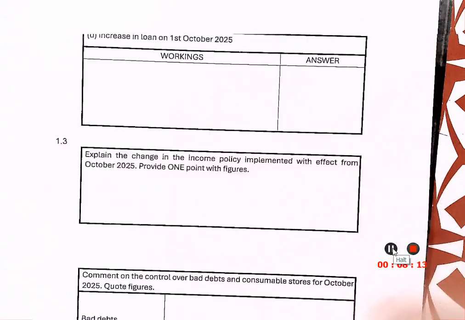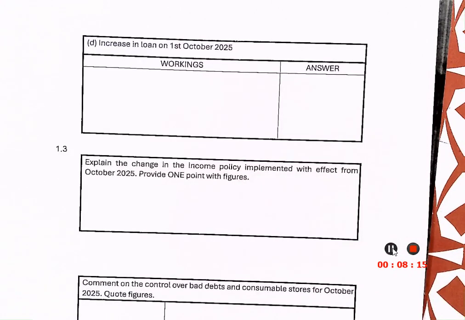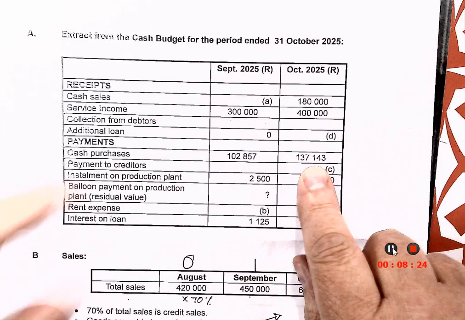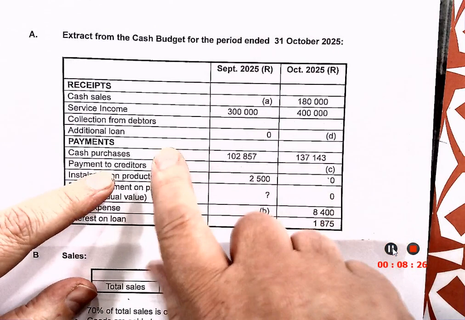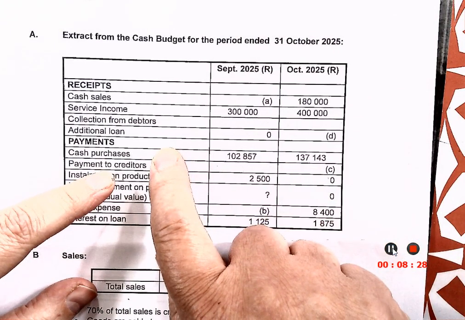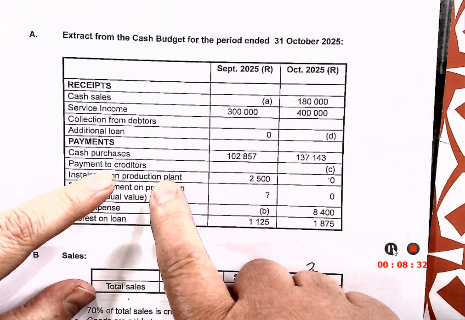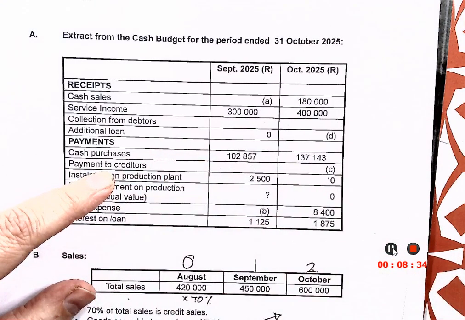If they gave you the credit purchases or the payments to creditors or the cash purchases... if they gave me the cash purchases for August, I can work out the credit purchases for August. But they didn't. So that's the only alternative.